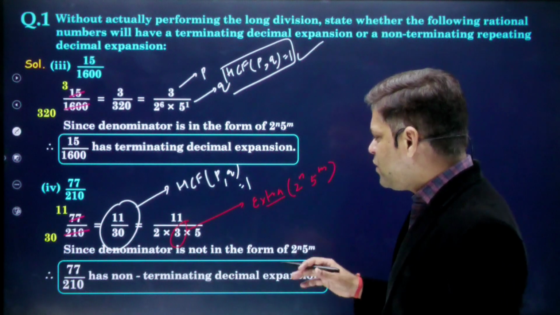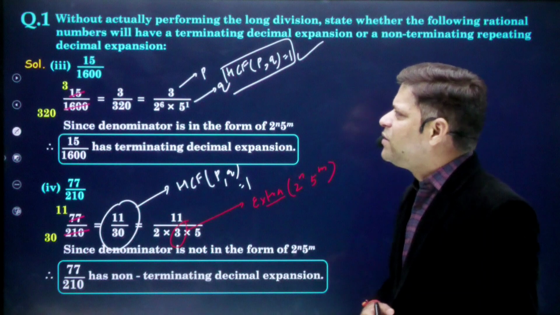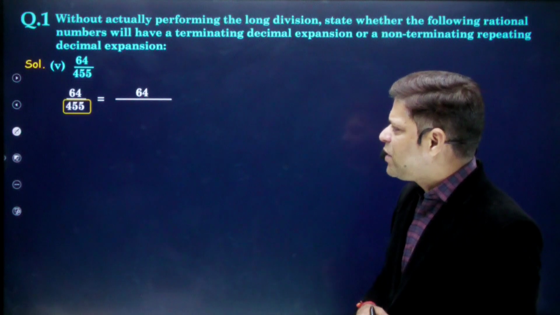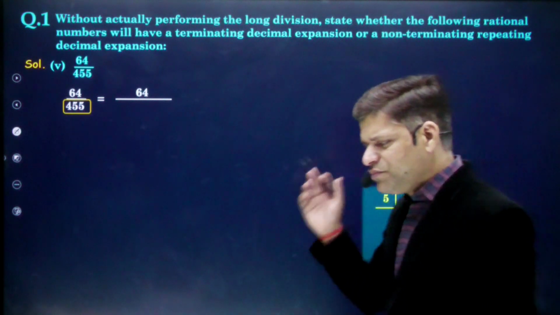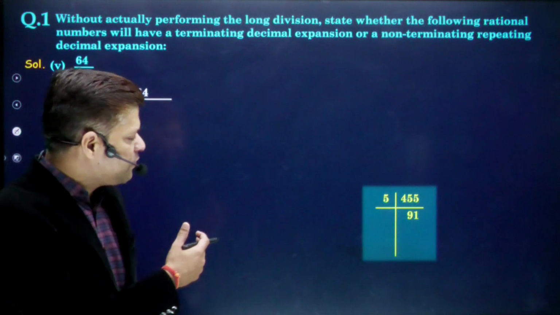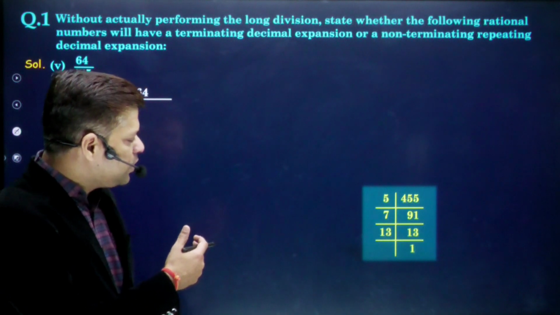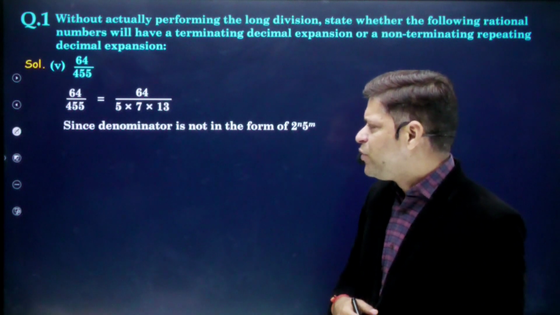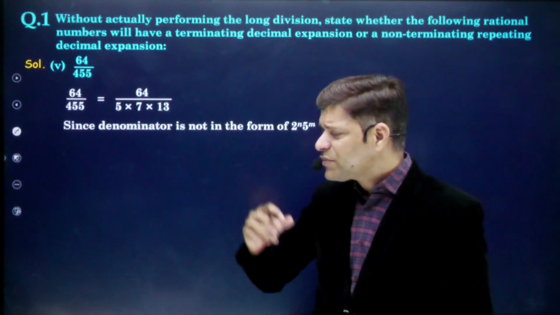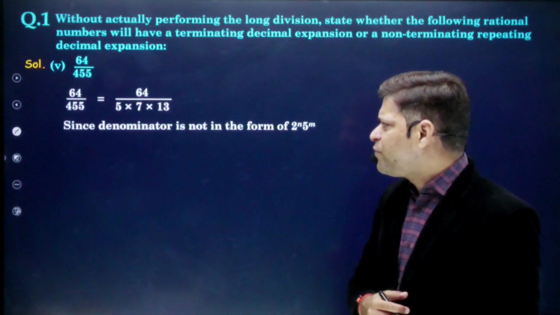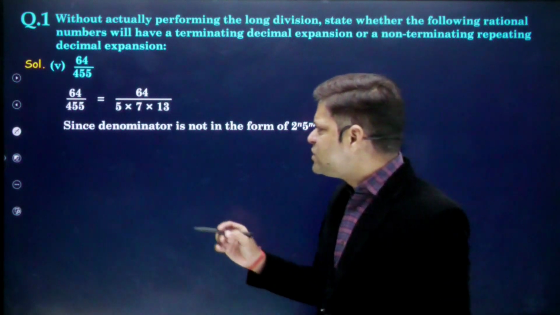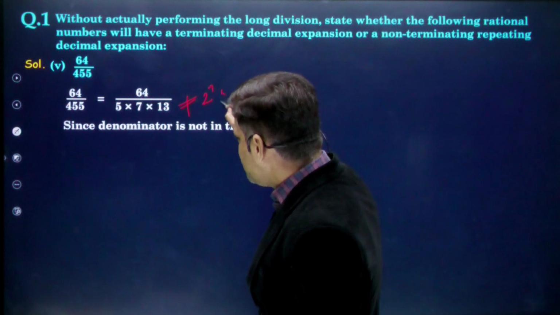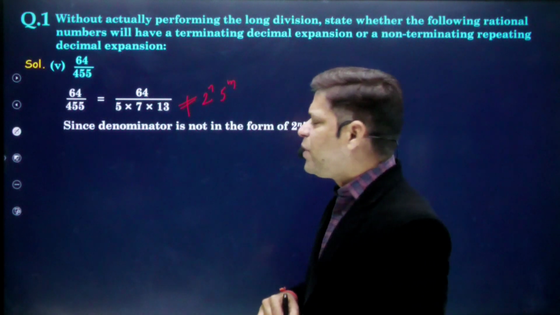Okay, so I think we understand this concept here. The next one, the fifth part, 64 upon 455. If we do the prime factorization of 455, it will be 5 into 7 into 13. So also we can see that the denominator is 5 into 7 into 13, which is not equal to the format of 2 raised to the power n, 5 raised to the power m.